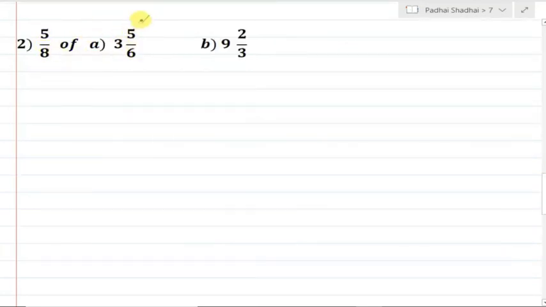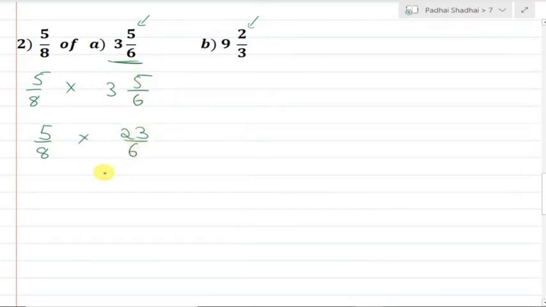Second one, 5 by 8 into 3 integer 5 by 6. Let us do it. 5 by 8 into 3 integer 5 by 6. Let us first convert into an improper fraction. 5 by 8 into 6 3s are 18 plus 5 is 23 by 6. Let us check if anything is cut out. No beta, we cannot cut anything here. So we will have to multiply 23 into 5 and 8 by 6. Okay, let us directly multiply it.